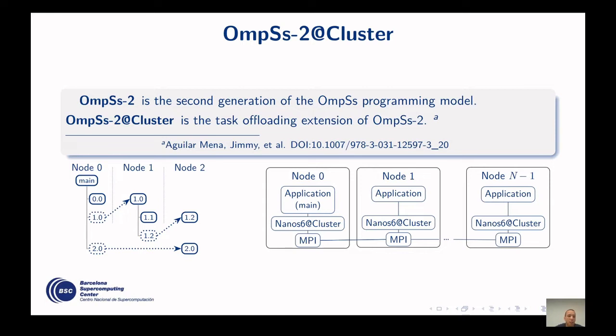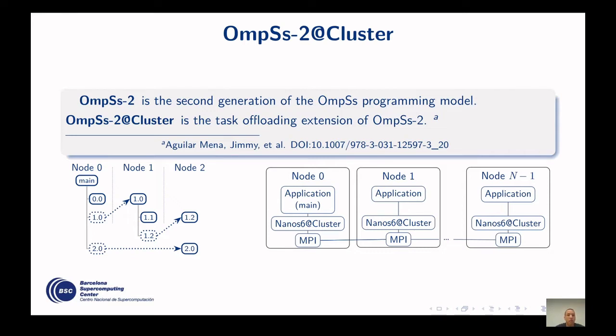You can see from the image on the left how a normal application executes in OmpSs cluster. The application, the main, creates some tasks using the directives, and then OmpSs cluster decides to offload part of these tasks. The offloaded tasks can also generate more tasks, and there is no limitation in the offloading or the nesting levels.